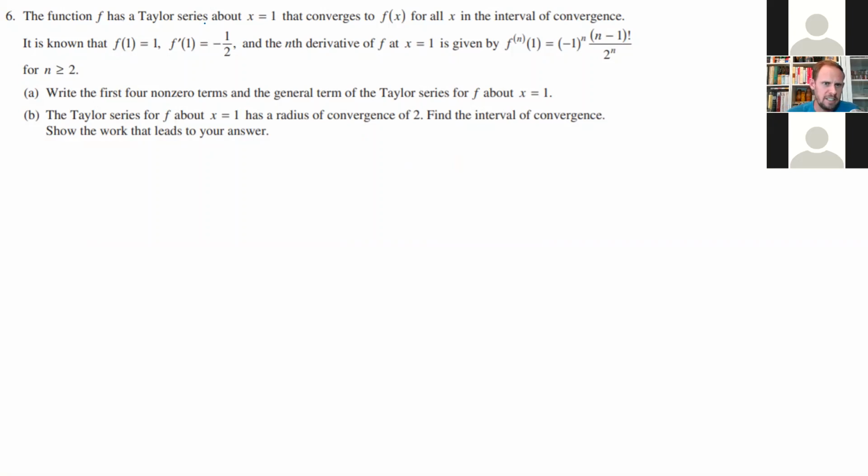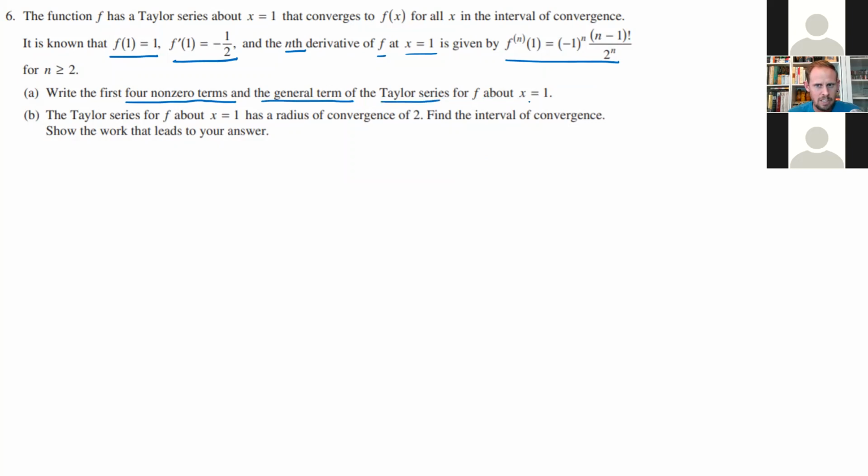So the function f has a Taylor series about x equals 1 that converges to f of x for all x in the interval of convergence. It's not really telling us much. It is known that f of 1 is 1, f prime of 1 is negative 1/2, and the nth derivative of f at x equals 1 is given by, all right, so it's given us another one of these recursive relationships. Write the first 4 non-zero terms and the general term of the Taylor series about x equals 1.